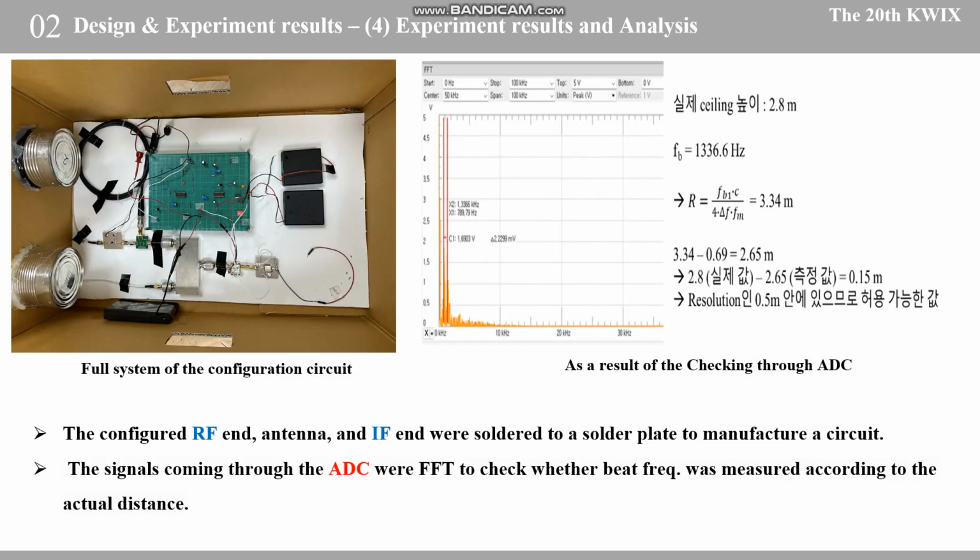The number 4 is overall system implementation and experiment result.